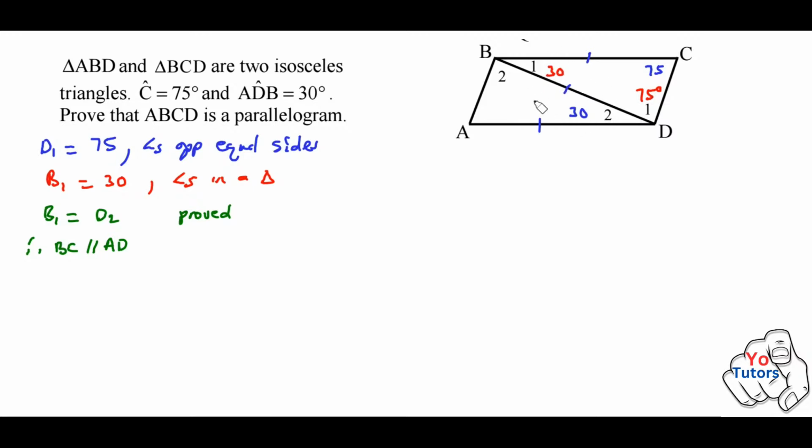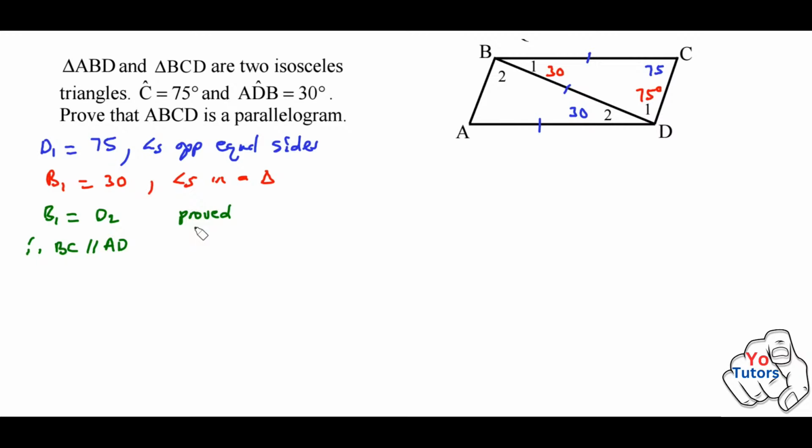So once we see that these angles are alternate, but we find that they are equal, then we can conclude that BC is parallel to AD. So that's what we have proved so far. We have proved that these two are parallel. But we can't just conclude that it's a parallelogram, because we have only proved one pair of sides parallel.